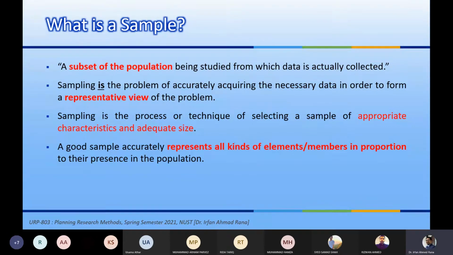But a good sample can be described as good only if it represents all of the members of the society in appropriate proportions, and the sample size is denoted by the small n.